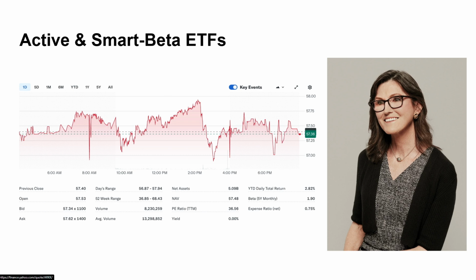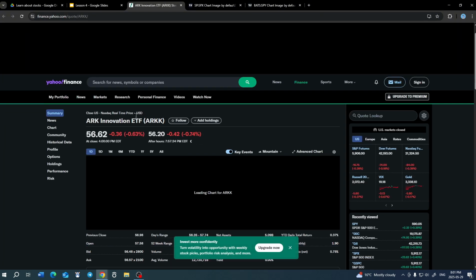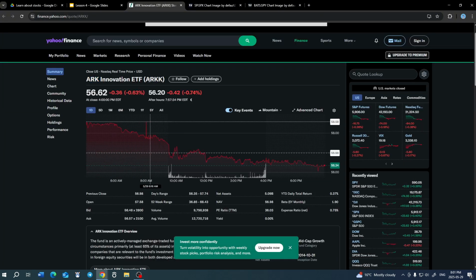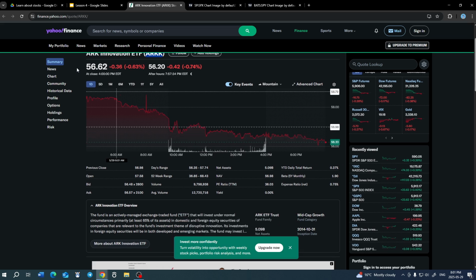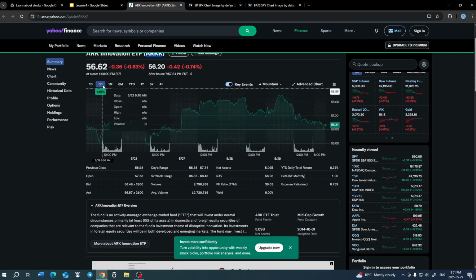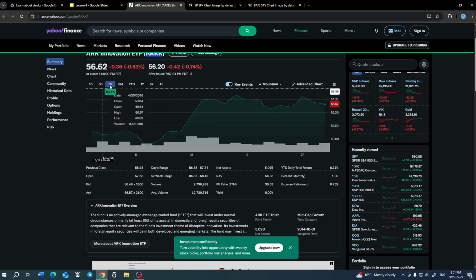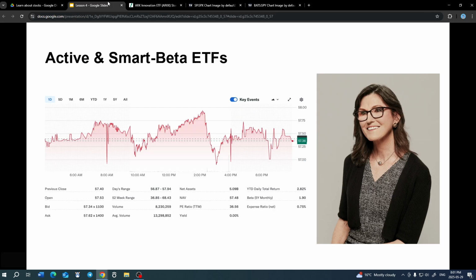So here's ARK. Pretty easy. This is ARK. It's by ARK, but the ETF is ARK. You can see its 1 day, 5 day. It's not bad. But yeah, I'm just going to close these quickly.